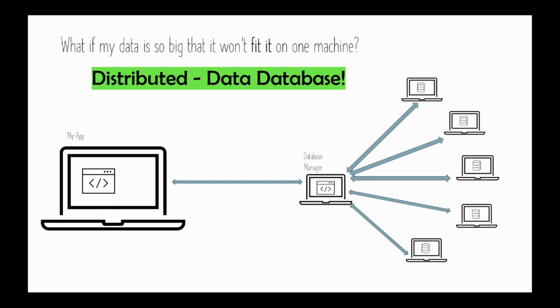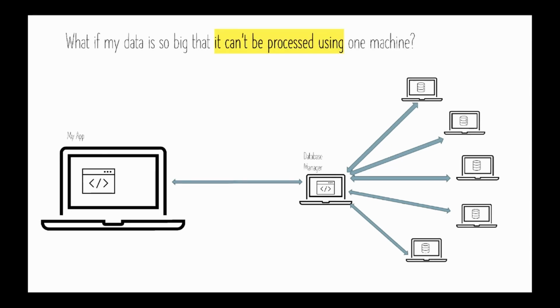So I can have multiple disks, multiple machines, where every machine holds one chunk of the data, and then I will have another machine, which is the database manager that helps me with all the queries and all the information that I want to retrieve from these machines. So I can have my app running on my laptop or on one machine, and it communicates with the database manager that actually goes and communicates to multiple distributed machines to retrieve the information that I want.